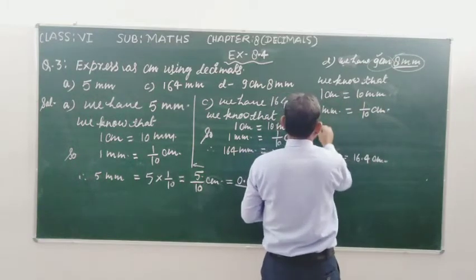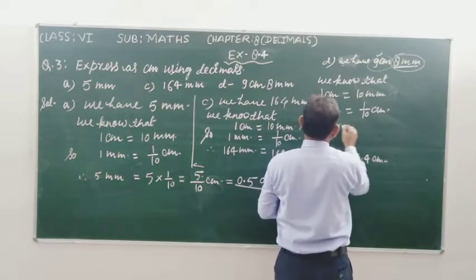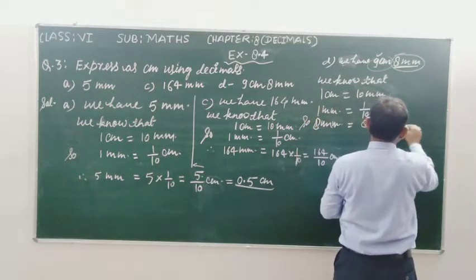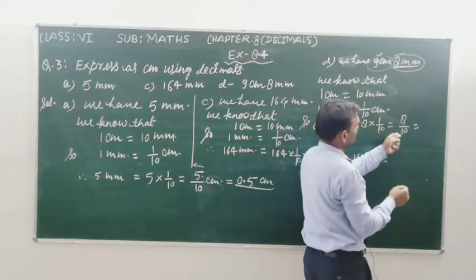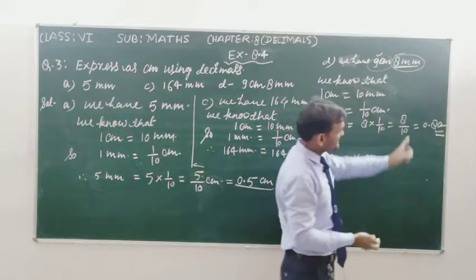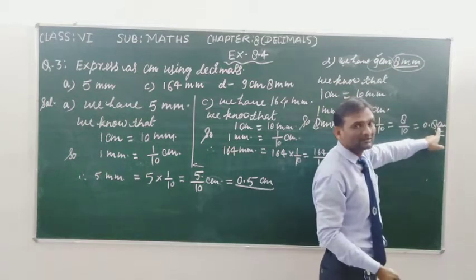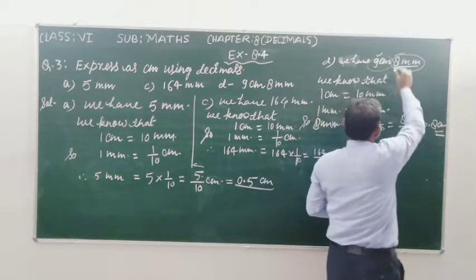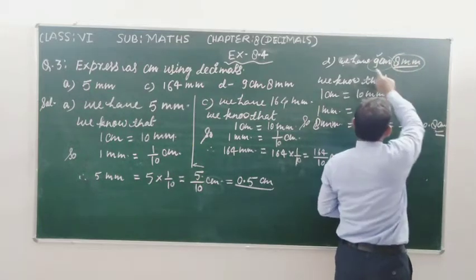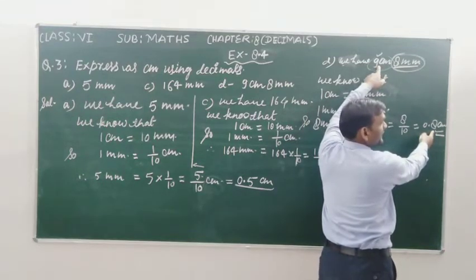So 8 millimeter is equal to 8 into 1 upon 10, that is 8 upon 10, and when you divide you get 0.8 centimeter. Now student, after changing 8 millimeter in centimeter we get 0.8 centimeter, and this other value is already given in centimeter, so we add these two values together and we get the answer.